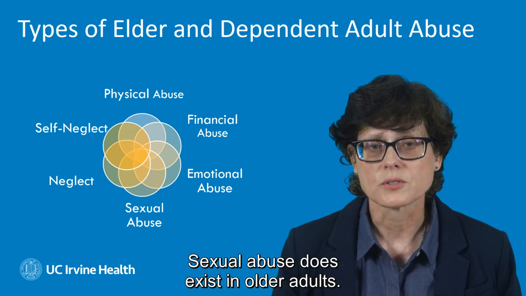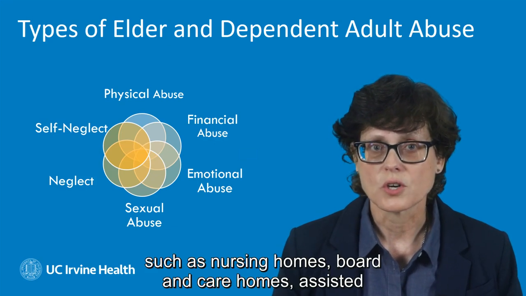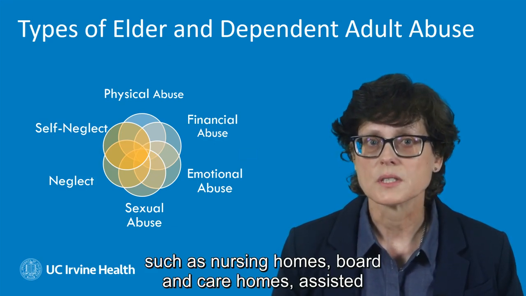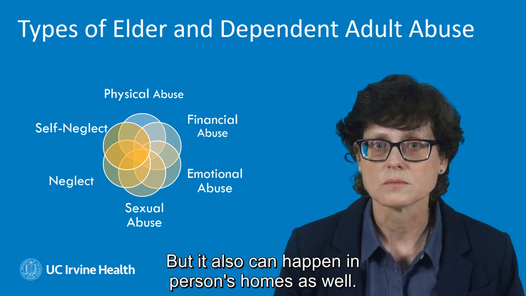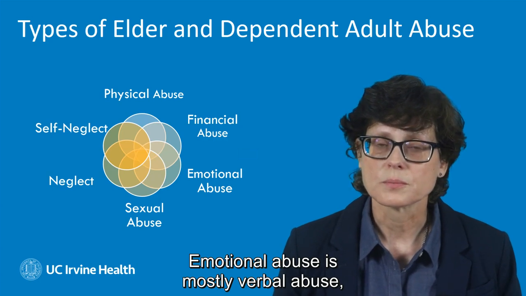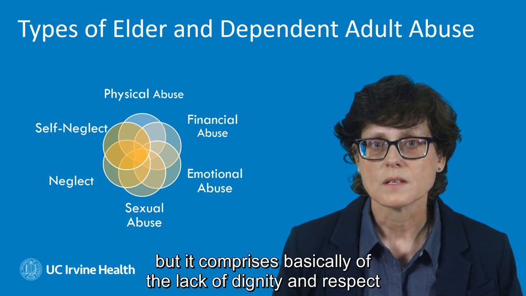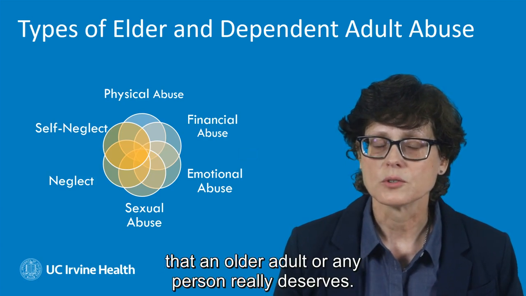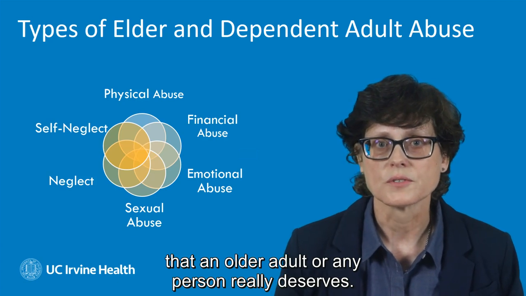Sexual abuse does exist in older adults. Some believe it happens more often in facilities such as nursing homes, board and care homes, assisted living facilities, but it also can happen in persons' homes as well. Emotional abuse is mostly verbal abuse, but it comprises basically the lack of dignity and respect that an older adult or any person really deserves.